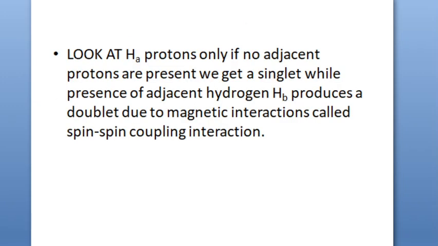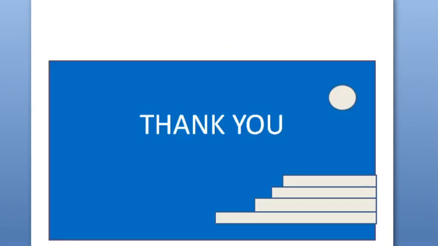Hence we can sum up that by looking at hydrogens, if no adjacent protons are present, we get a singlet, while the presence of an adjacent hydrogen produces a doublet. If one hydrogen is present, we get a doublet. If two hydrogens are present, we get a triplet. And this is due to the magnetic interaction called spin-spin coupling interaction, represented by J. Thank you.